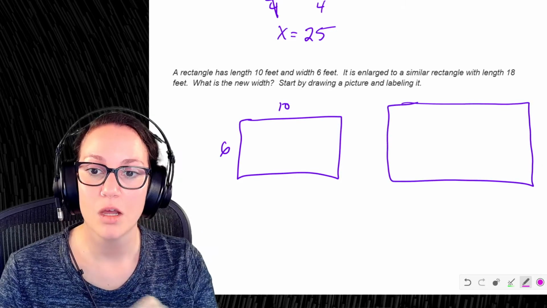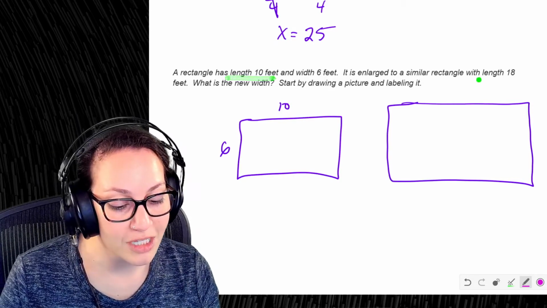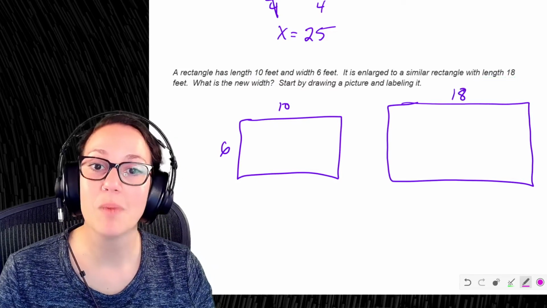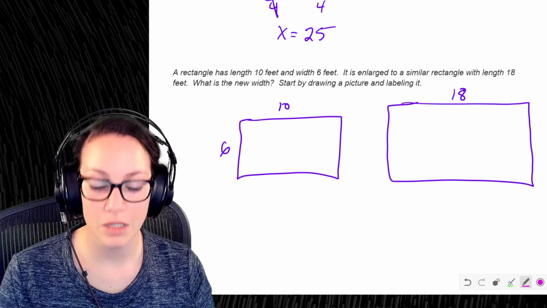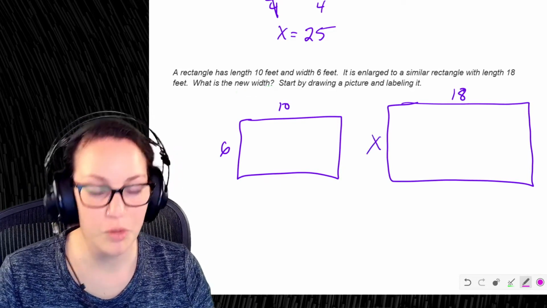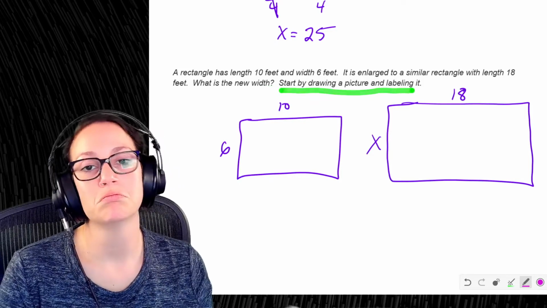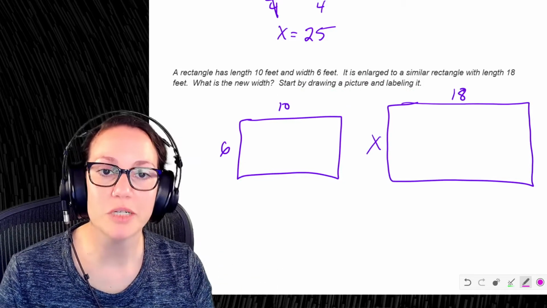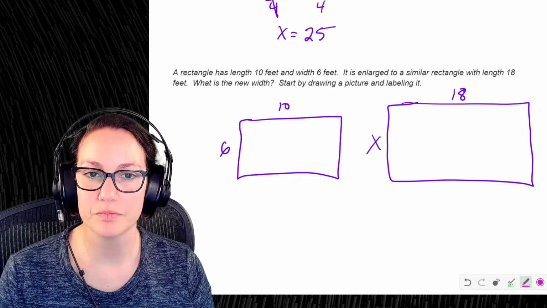Okay. So our length was originally 10 feet. So now the length is 18 feet. I need to make sure I put that 18 in the same spot, right? It needs to be the corresponding side with 10. And then we're solving for the new width. So I'll put my x here. Great, so it says start by drawing a picture and labeling it. We did that. I like to draw my pictures and take stock of my information as I go, so that I don't make any assumptions.